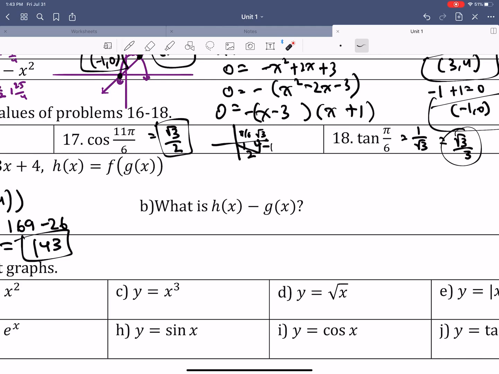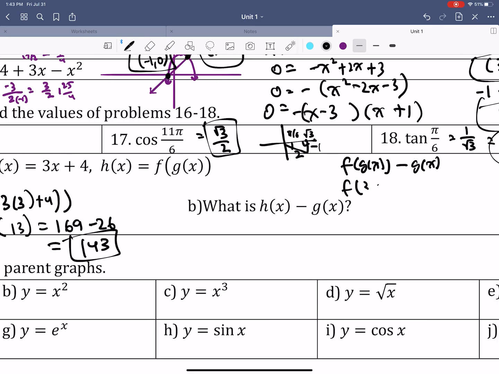What is h of x minus g of x? Okay, so h of x is, this could be a long one. F of g of x minus g of x. Let's do our substitutions now. F of g of x is 3x plus 4. So we're doing f of 3x plus 4.